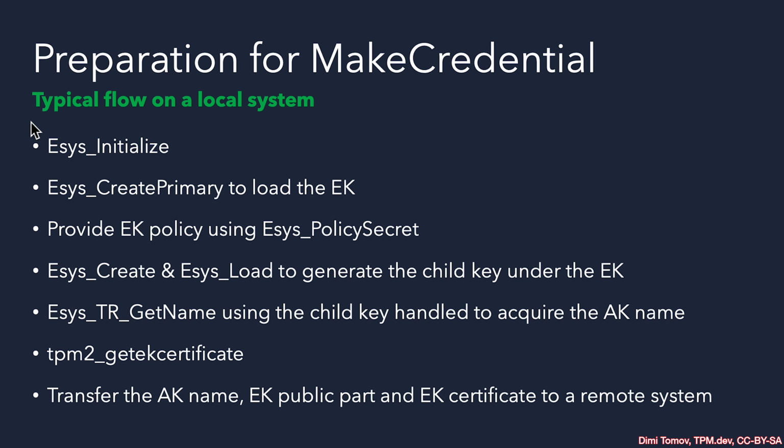Here are the steps we need to make to prepare for use of makeCredential. First is CreatePrimary to generate the EK and load the public part of the EK. Of course, we need to provide the EK policy to satisfy and authorize the EK for use. Then we need to generate a child key under that EK. Once we have that, we can use the Esys_TR_GetName API using the child key to acquire that child key's name, or also, as we say, AK name. Last but not least, we need to acquire the EK certificate for verification of the TPM genuineness. We transfer all of these artifacts to a remote system that will serve as a verifier.